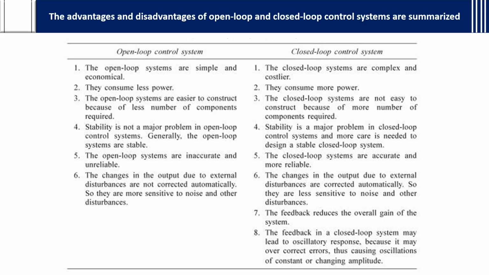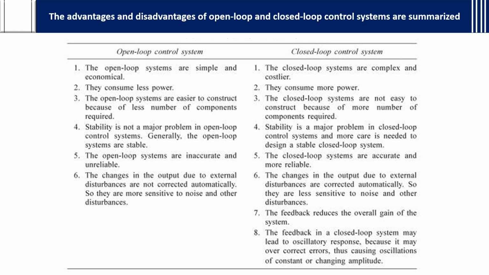As it is easy to construct, open loop control systems are simple and economical. They consume less power. As it is on a time basis, it is not going to take more time, so it is going to consume less power. And third, open loop systems are easier to construct because a smaller number of components is required. It requires only a small number of components.